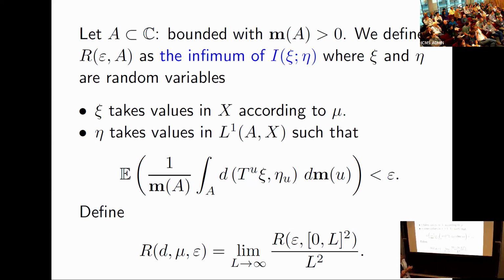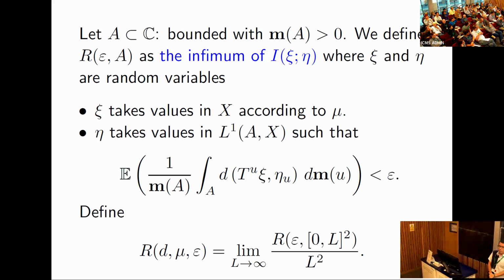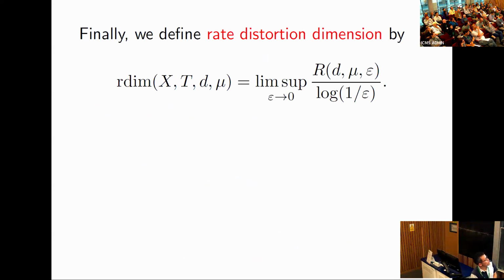Now we define the rate distortion function by this form. Here, A is equal to the square of side length L. We consider this quantity, divide it by L squared, and take the limit. This is the so-called rate distortion function. It's a bit abstract theory, but anyway, this is a very well-known theory, and I have no originality about this theory. Very classical theory.